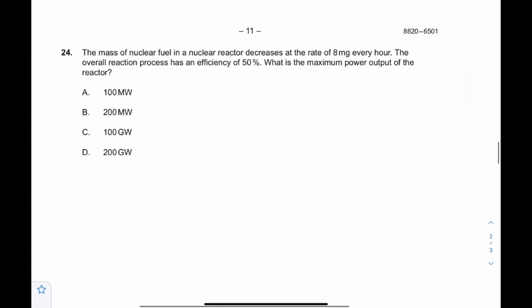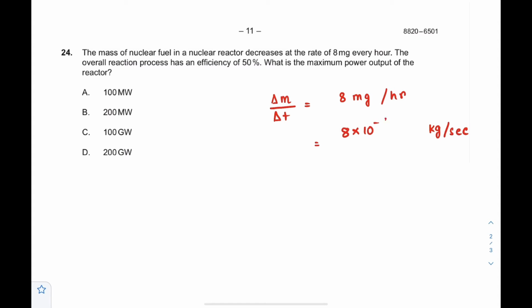Now proceeding on to the next question: the mass of a nuclear fuel in a nuclear reactor decreases at the rate of 8 mg per hour. So that means the mass, that is delta m divided by delta t, is given to be 8 mg per hour. If I convert it into SI units, that is kg per second, 8 mg is 8 × 10^-6 kg, right?